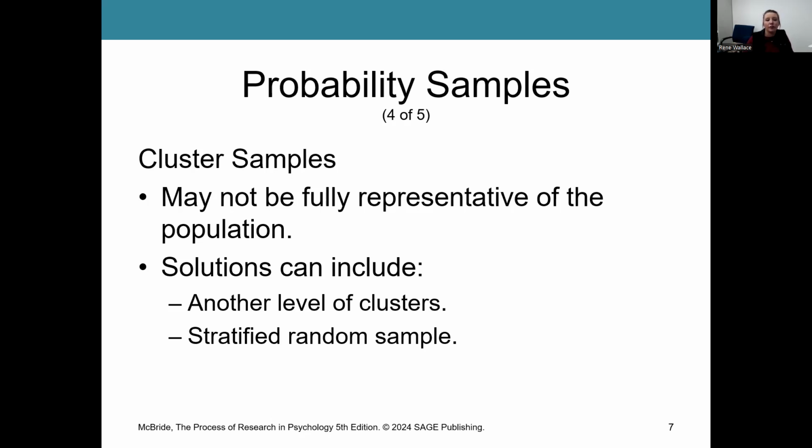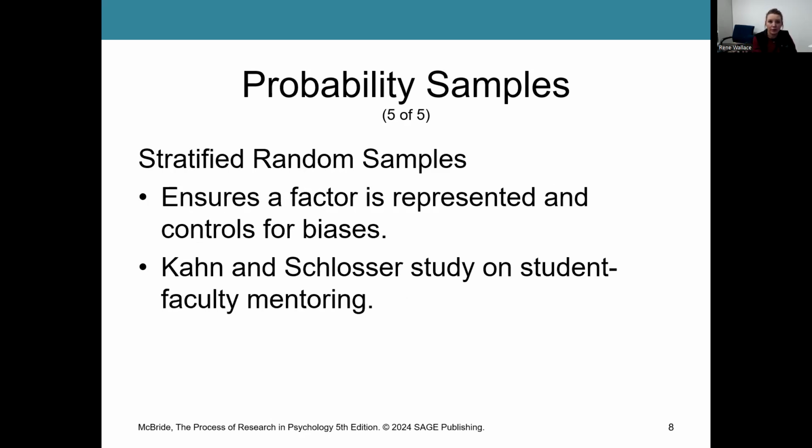Solutions could include another level of clusters, where you could stratify your random sample. That might help. So if you stratify your random sample, that ensures that the factor is represented and you control for some of your biases.